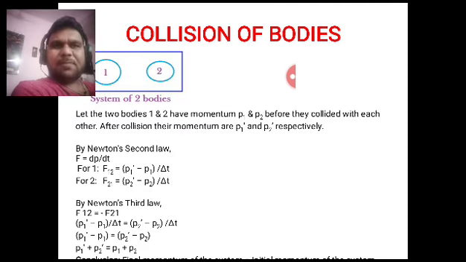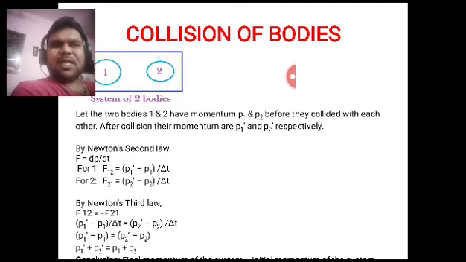There will be interaction between two particles or two bodies, we can say. Suppose we are having two bodies, body 1 and body 2. Initially they are having momentum P1 and P2. That means body 1 is having momentum P1 and body 2 is having momentum P2.